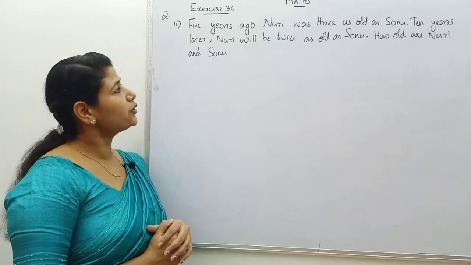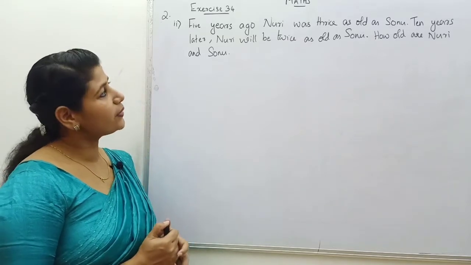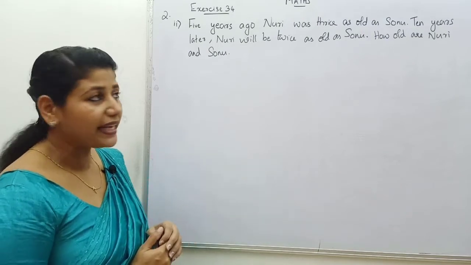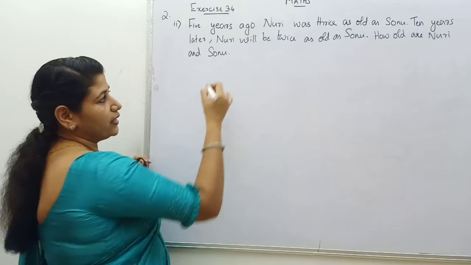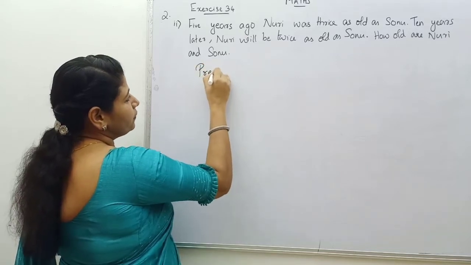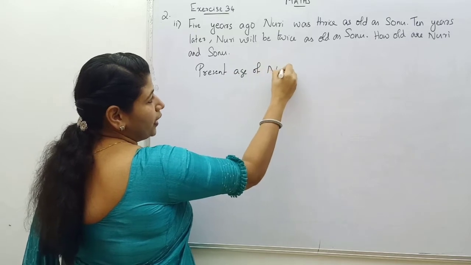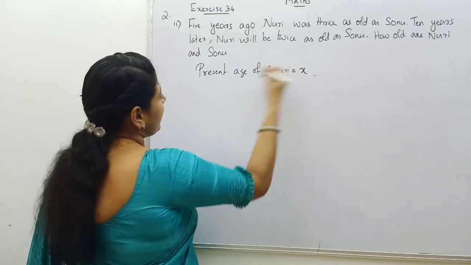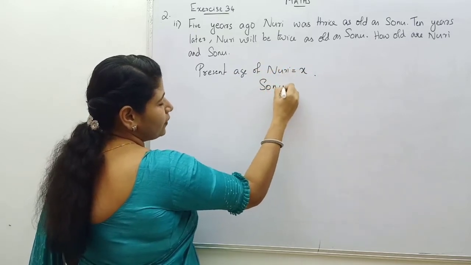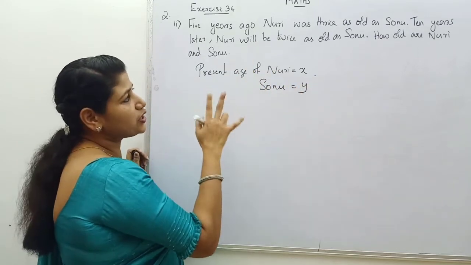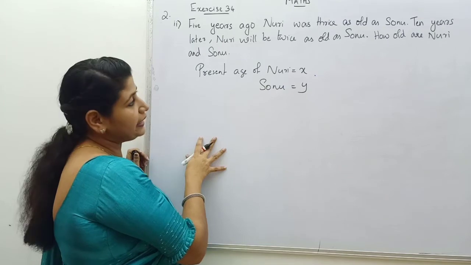How old are Noori and Sonu? In this question, we have to find out the present age of Noori and Sonu. So, we can take those ages as x and y. We can write the present age of Noori as x and the present age of Sonu as y. Two conditions have been given, so from those conditions we have to form the linear equations.